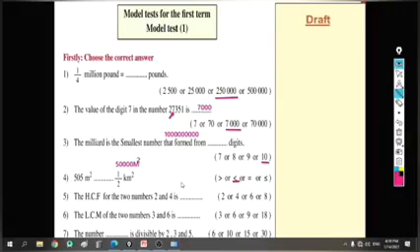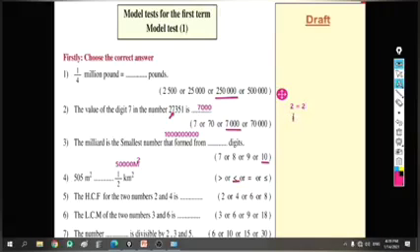Question number 5. The highest common factor for the two numbers 2 and 4. We are asked for the highest common factor of 2 and 4. We go to our draft and do factorizing. We find that 2 is equal to 2.